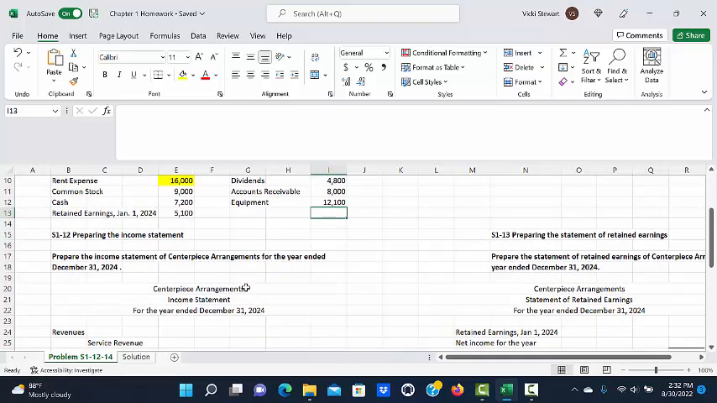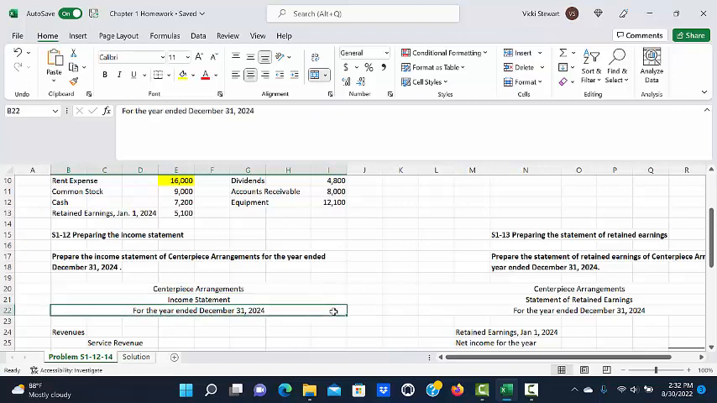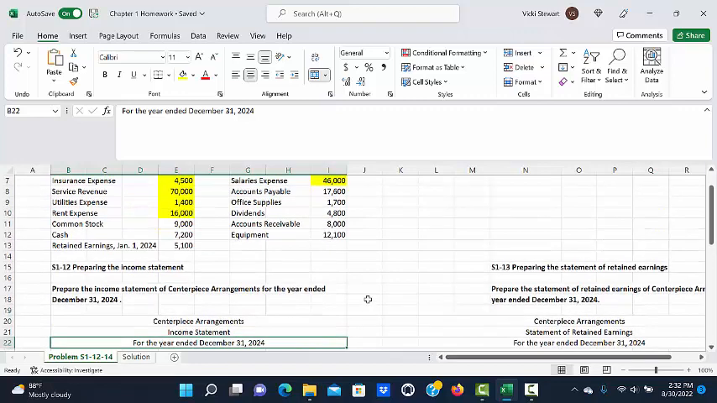So the first thing that you have to do is the heading. The heading will always be in this order. First, you will have the name of the company, which is Centerpiece Arrangements. Next, you will have the statement that you are preparing, which is the income statement. And then for the income statement, you will list the period that is covered by the statement. And for Centerpiece Arrangements, we are going to be determining the net income or net loss for the year ended December 31st, 2024.